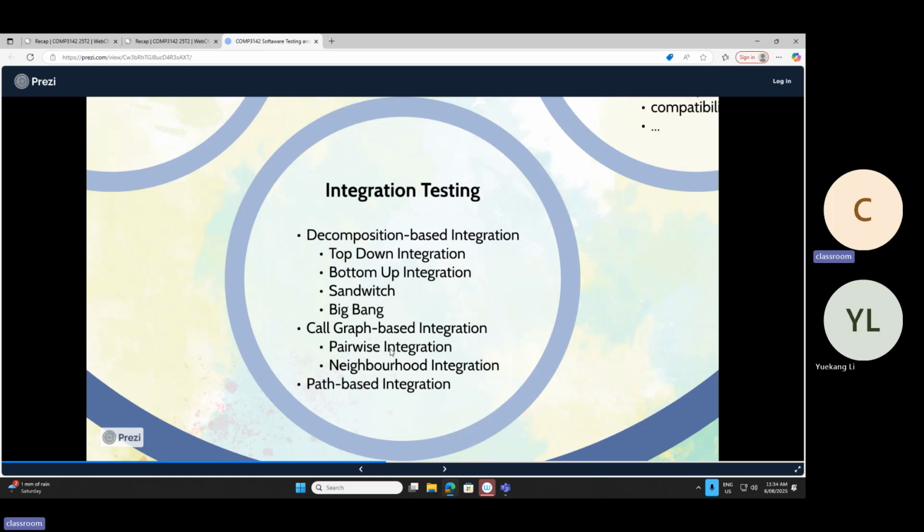And we also learned path-based integration, right? So we can integrate different parts of the program according to the execution path on the control flow graph.